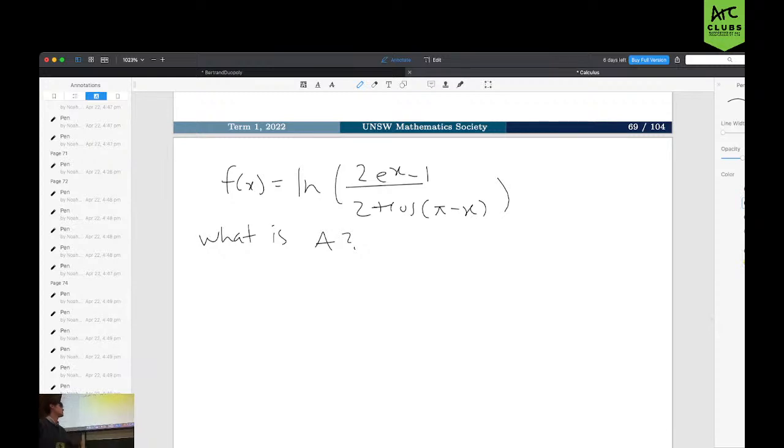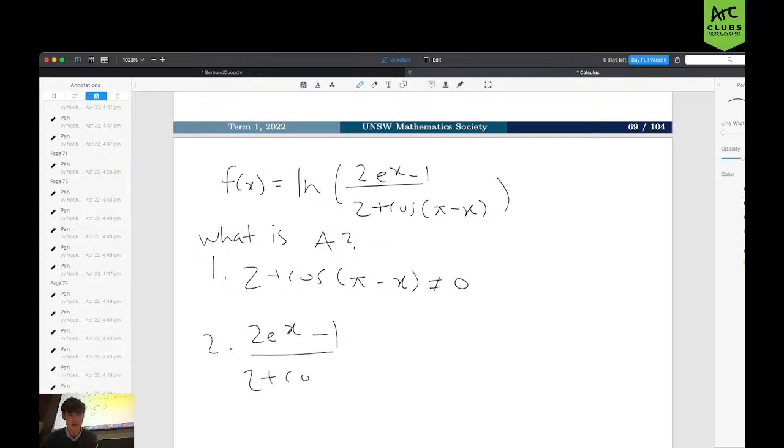When we're looking at this function here, there are a couple of areas where the function will not be defined, right? We have a log, we have a fraction. The function is obviously not going to be defined wherever the denominator is equal to 0, so we can't divide by 0. So 2 plus cos of pi minus x can't be equal to 0. And we also have a log function, and we know that the input to the log function always needs to be positive. So the values of x in the domain also need to satisfy this inequality here: pi minus x is greater than 0.